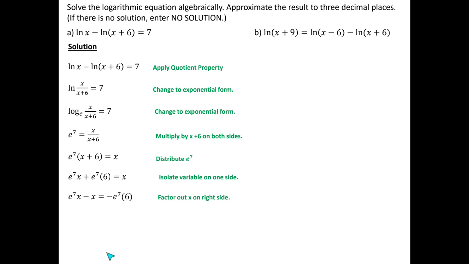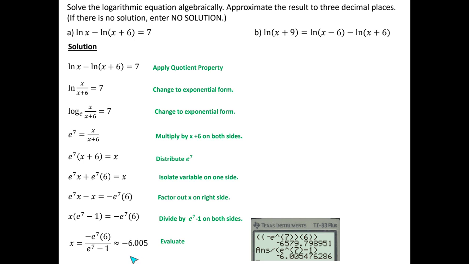When you enter this in your calculator, be careful with your parentheses, okay? Or try to do it one at a time. So our approximation would be negative 6.005. What I did on my calculator is I entered negative e to the 7th times 6 first. That was my answer here. And then I just pressed the division symbol. And then I put e to the 7th minus 1. I went ahead and put parentheses so that I can be sure that it's dividing by the entire thing and not by e to the 7th.